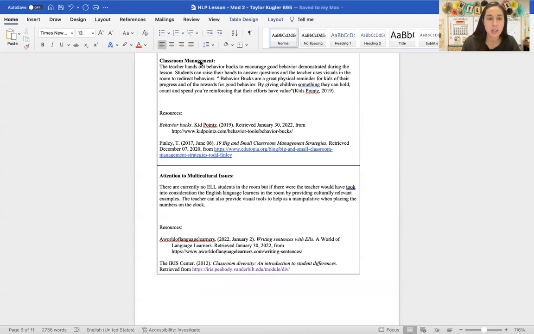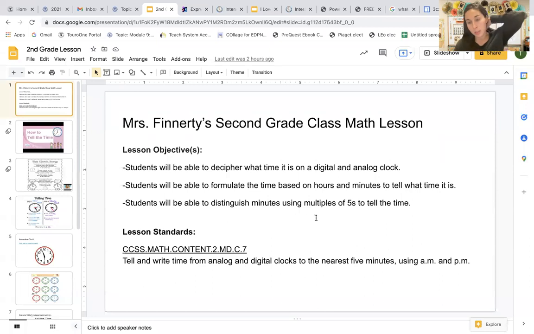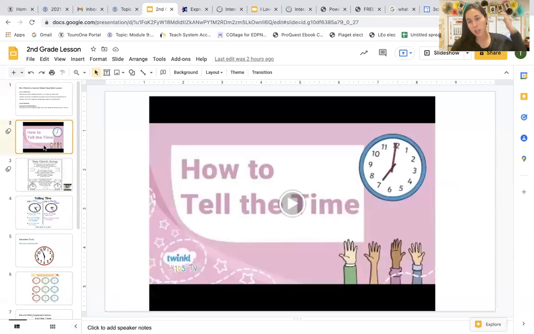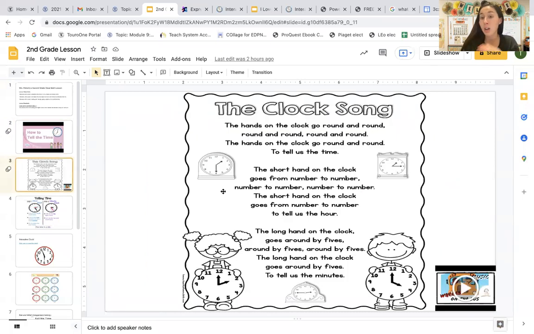I'm going to flip my screen over just back to my slides. So this is what I'm actually going to be using during the lesson. Of course, we talked about before the hook. This is the YouTube video, my clock song. So every student's going to get one of these. The Wheels on the Bus theme, just the music is here. So we're going to sing it together. The hands on the clock, and so on.